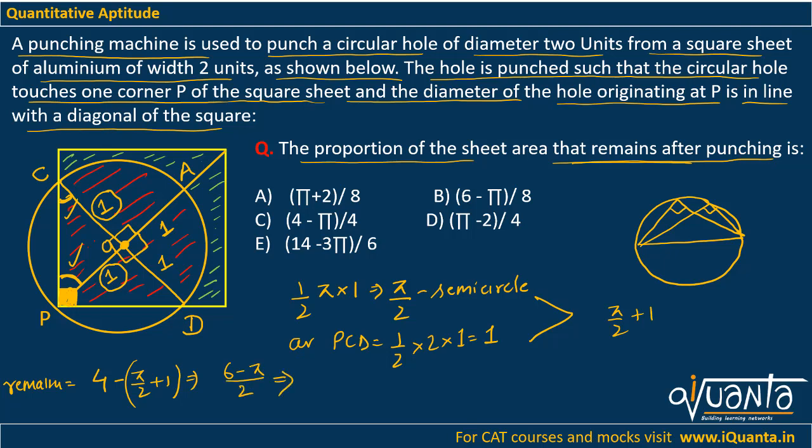So I know the area that remains. I need to find out the proportion. Proportion means remaining upon total. So remaining is 6 minus pi by 2 upon 4. So this would give us 6 minus pi by 8. Option B will be the correct answer here.